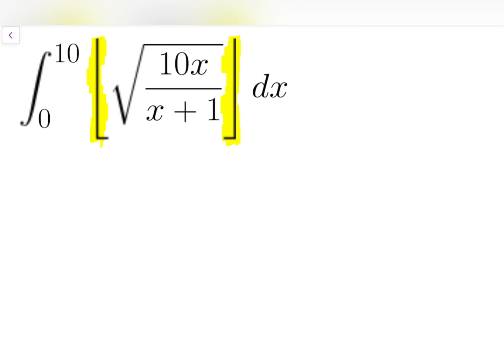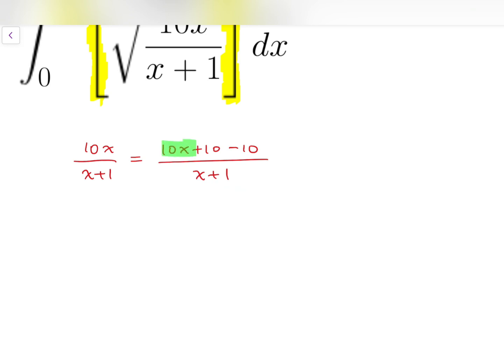We're given that x is between 0 and 10, so we can establish the range of this function step by step, starting from 10x over x plus 1. In fact, 10x over x plus 1 can be rewritten as 10x plus 10 minus 10 over x plus 1. Now, the first two terms, 10x plus 10, is just 10 times the denominator. So I can rewrite this as 10 minus 10 over x plus 1.